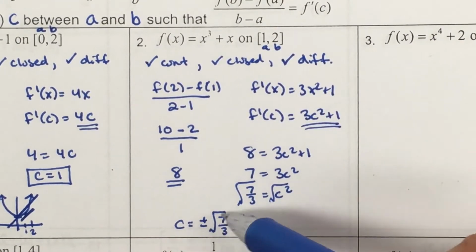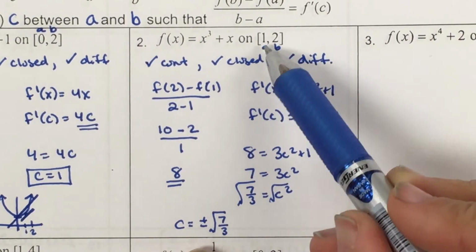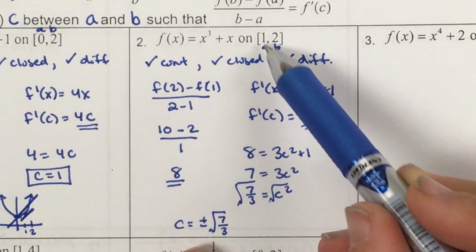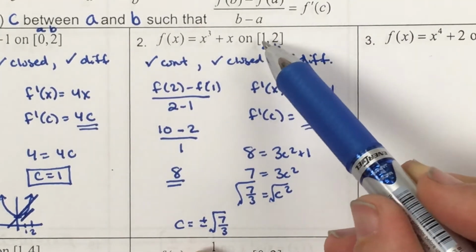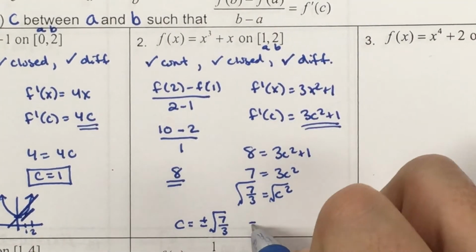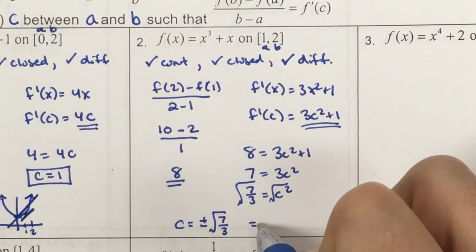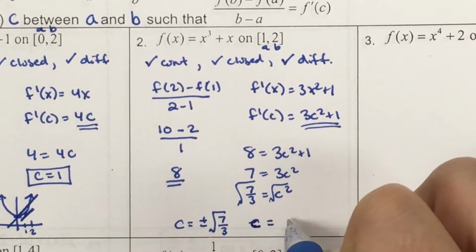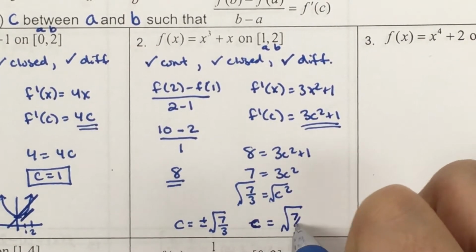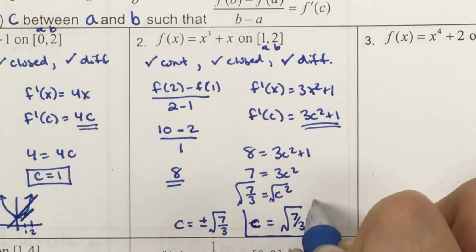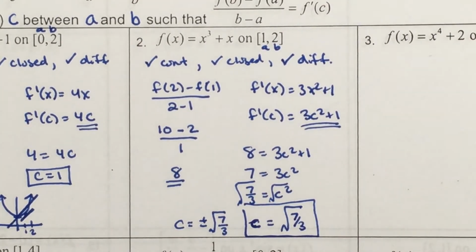There's 2, positive square root of 7/3 and negative square root of 7/3, but there's only one of those values that is on that interval. So it's going to be the positive one is on here because negative square root of 7/3 is not on that interval. So my final answer is just c equals the positive square root of 7/3. All right, number 3.